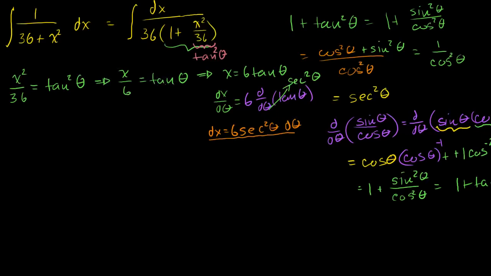And of course, in the future, we're going to back substitute. So we want to solve for theta. So that's fairly straightforward. You just take the arctangent of both sides of this equation. You get that the arctangent of x over 6 is equal to theta. And we'll save this for later.